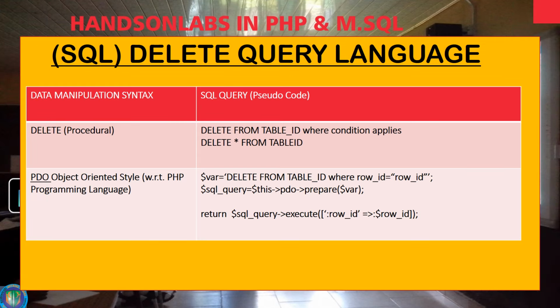Finally, we're going to be looking at the delete query, and it has this format: delete from table ID with the where condition applied. Then you also have delete asterisk. Asterisk is all, delete all from table ID, which of course, if you want to execute that, you must understand that it's going to wipe off everything from that specific table in question.